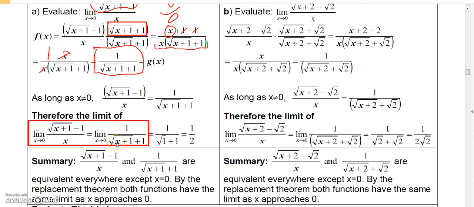So if I let x be 0, I get 1 over square root of 1 plus 1, and since square root of 1 is 1, I get 1 over 1 plus 1, which is simply 1/2. So my answer there is simply 1/2.